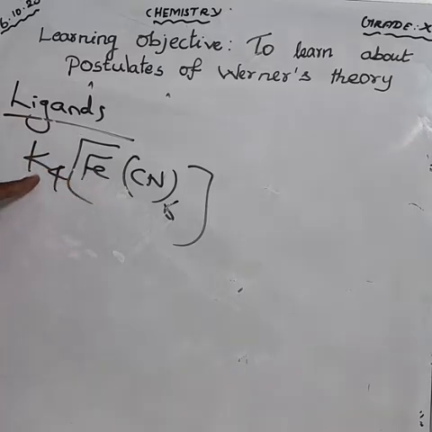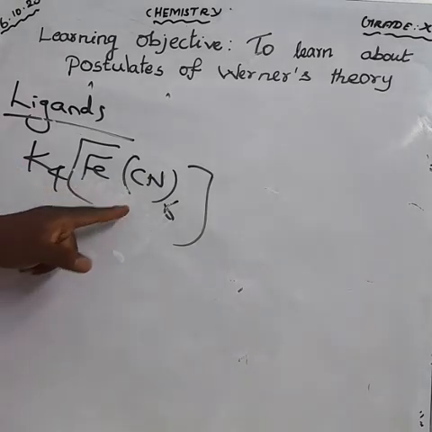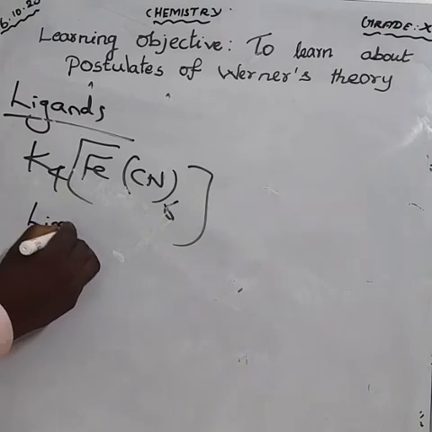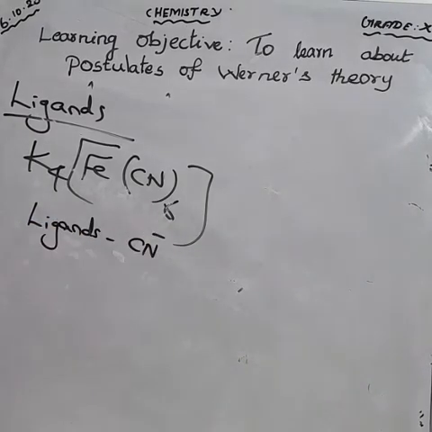For example, in K4[Fe(CN)6], which one is the ligand? CN minus is the ligand. Okay. Next, about the coordination sphere.